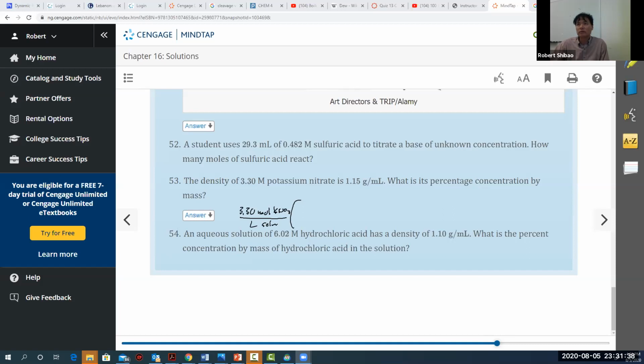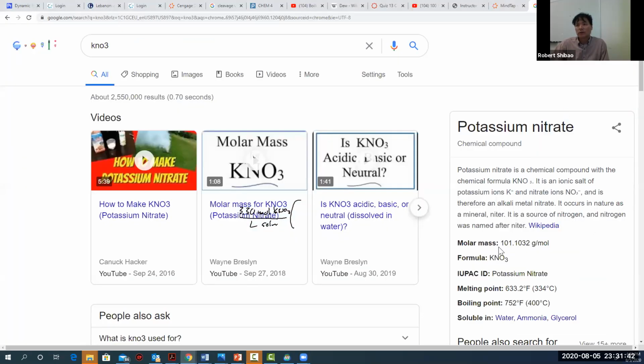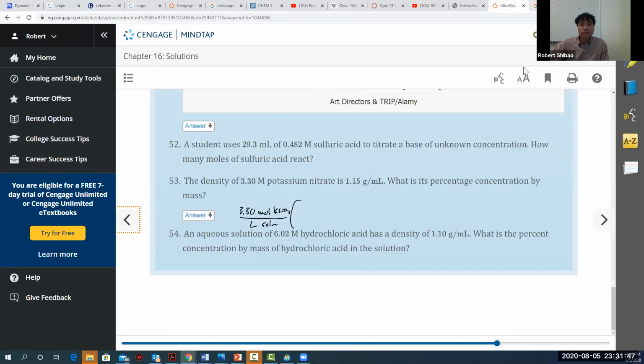Molar mass I just looked up on Wikipedia here. Molar mass from Wikipedia is 101.10. And so just use that molar mass. I don't have to calculate it. It's 101.10 grams of KNO3 per mole of KNO3. And so I'm just starting off with the molarity that was given here, and that gives me grams of KNO3 on the top.